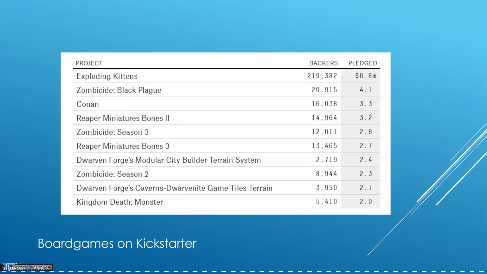This is a table of the most funded board games on Kickstarter. As you can see there, the most popular one we've talked about in the last lecture, and I will be coming back to it, is Exploding Kittens, which has 219,000 backers and made $8.8 million in funding. That is the most backers of any project that was ever put on a crowdfunding website. As you can see, there's the top 10. They've all made over $2 million in funding.